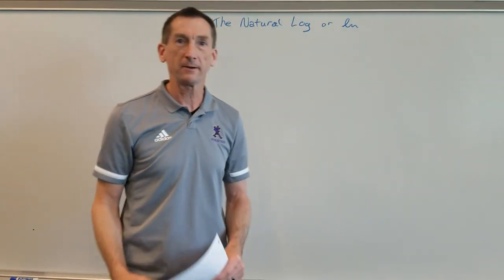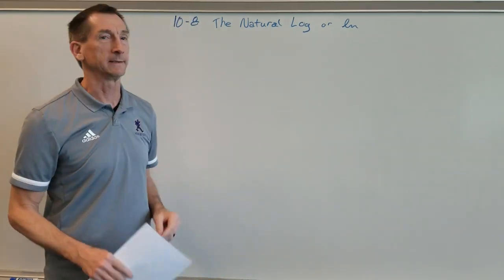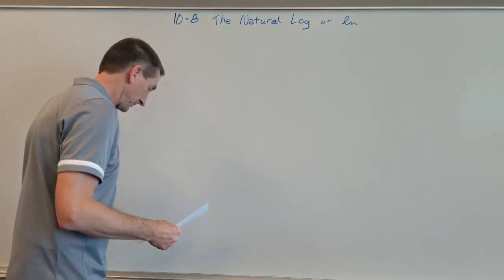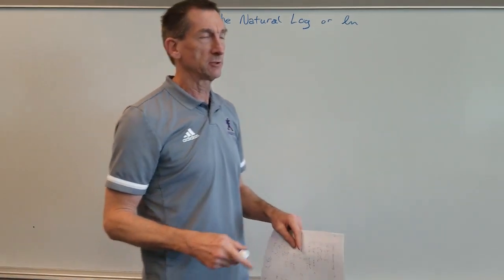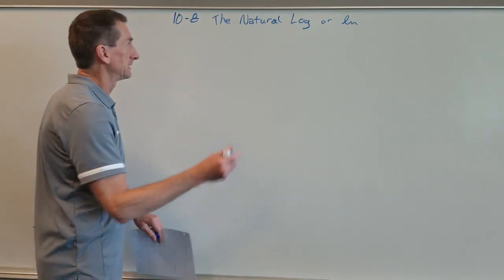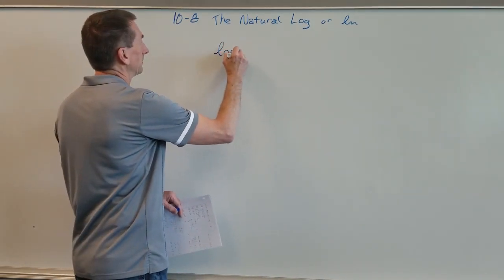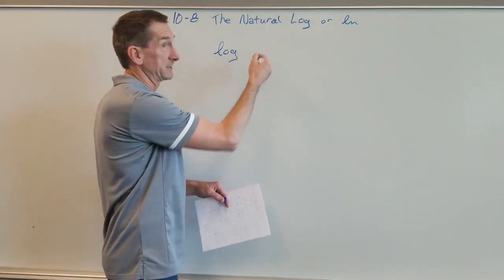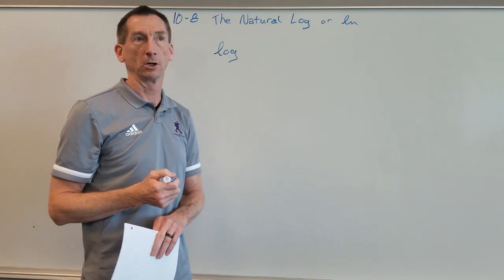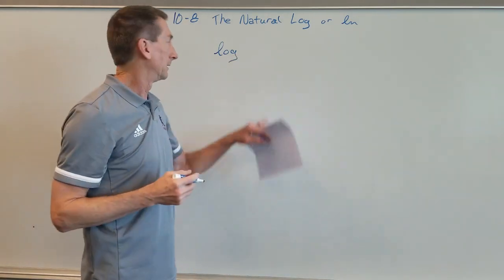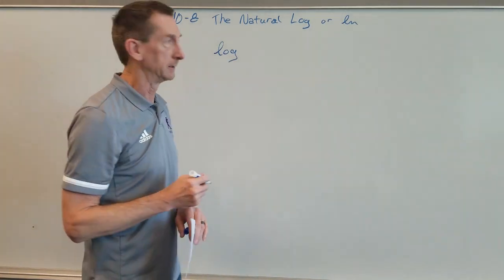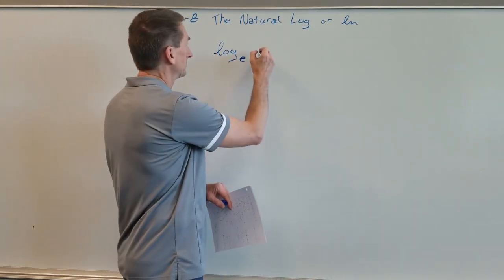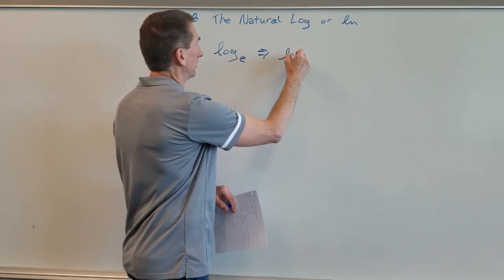Hello class, today we're going to tackle section 10.8, the natural log, which you'll see written as LN a lot of times. Natural log is nothing special. We've seen logs with all different bases, base 2, base 5, and base 10. Base 10 is called the common log. In fact, if there's nothing there, we know it to be log base 10. But if we take log to the base e, that's what we know as natural log.